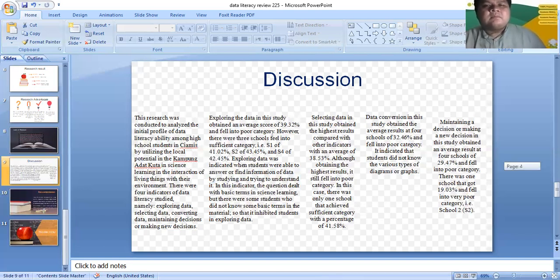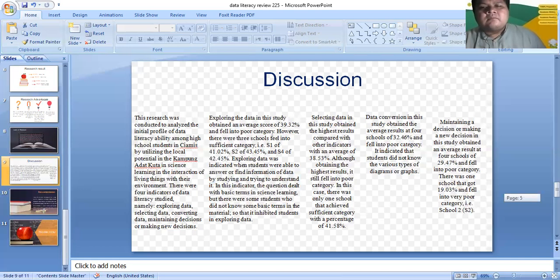Data conversion in the study obtained an average result score of 32.46% and fell into the poor category. And maintaining a decision or making a decision in the study obtained an average result of 29.47% and fell into the poor category.